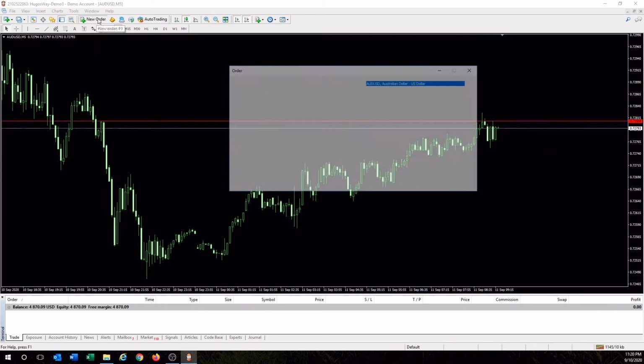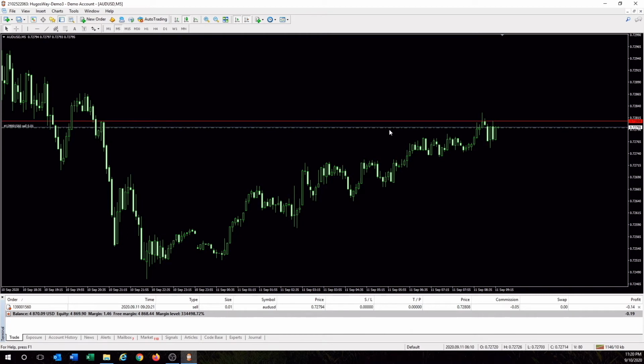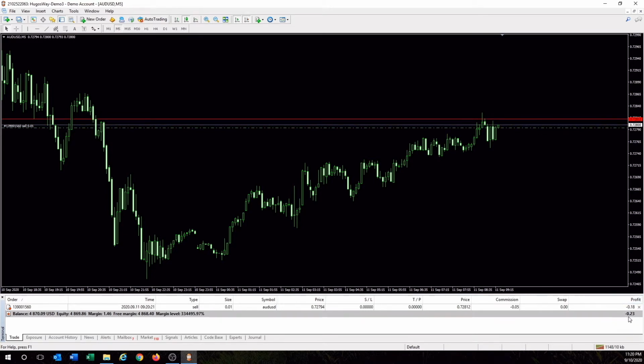So when I place a sell, I'm going to sell, see how price opened up right here? This is the sell line, or the bid line, as we talked about. So price opened up here, and if you see down here, you see a negative number, right? That negative number is because we placed a sell on this gray line, but the trigger for our take profit or stop loss is the red line.